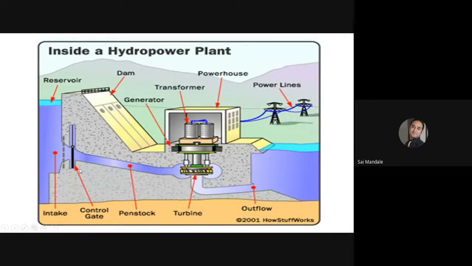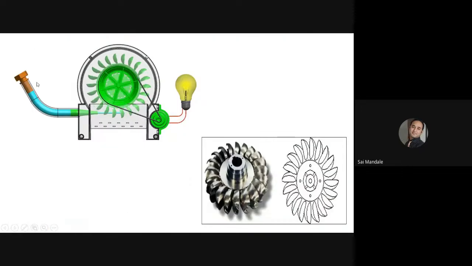Say the water is coming through the penstock. The penstock is a passage which acts as a conduit. It is made of steel or concrete. It is just a passage which carries the water from the inlet at the reservoir. At the end of the penstock, there is a nozzle.